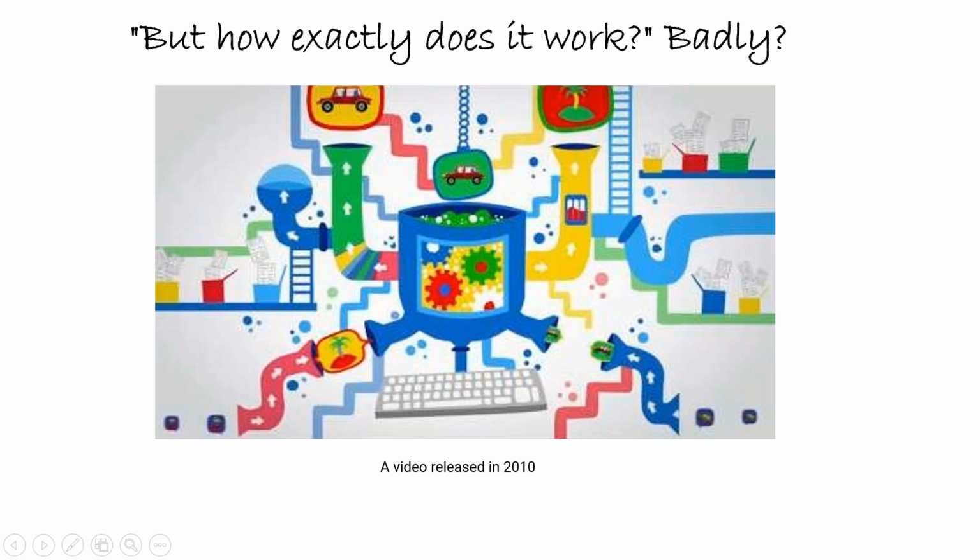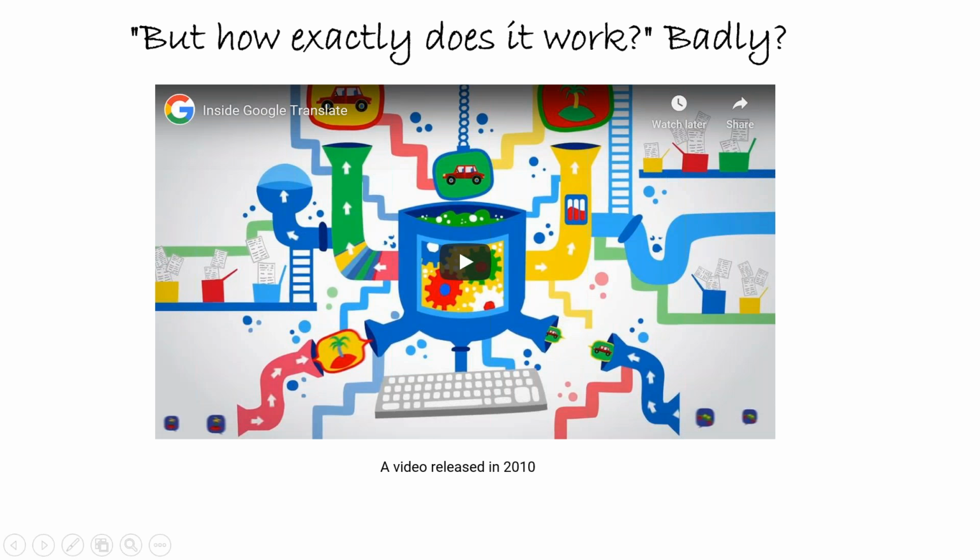Neural machine translation. So how exactly does it work? Does it work so well, or does it work so badly? We don't know. A video that was released in 2010, and I like this video, is very good at explaining this. Google has always been good in this area, and we can see how they have improved over time with this neural translation model.